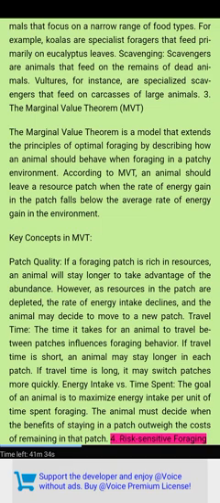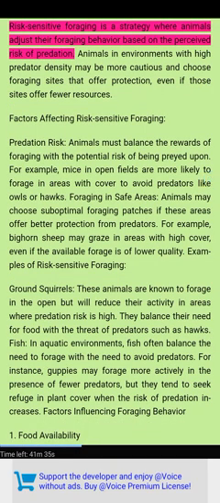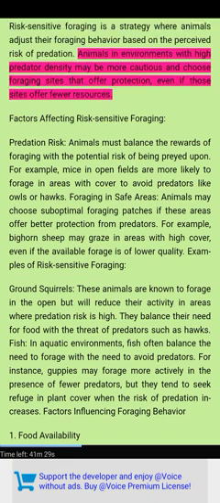4. Risk-sensitive foraging. Risk-sensitive foraging is a strategy where animals adjust their foraging behavior based on the perceived risk of predation. Animals in environments with high predator density may be more cautious and choose foraging sites that offer protection, even if those sites offer fewer resources.